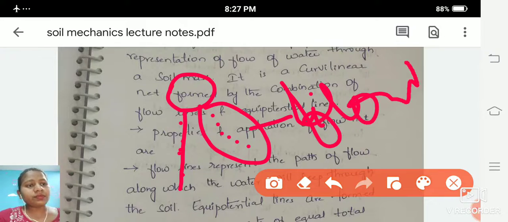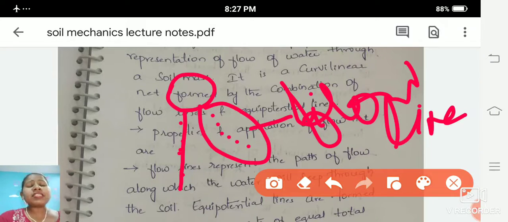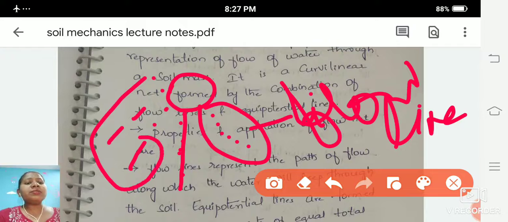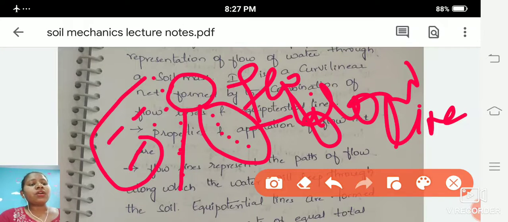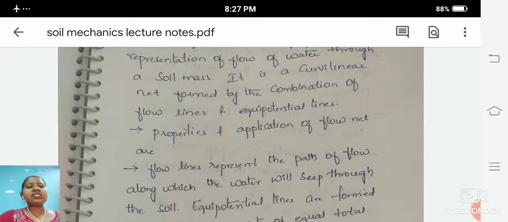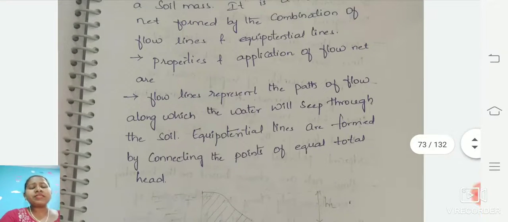Now, all the leakages that are taking place will be considered as your flow net. You also have equipotential lines. Equipotential lines are a property that will be taken into consideration. The flow net is represented by the path of flow, whatever path the water takes as it leaks out.